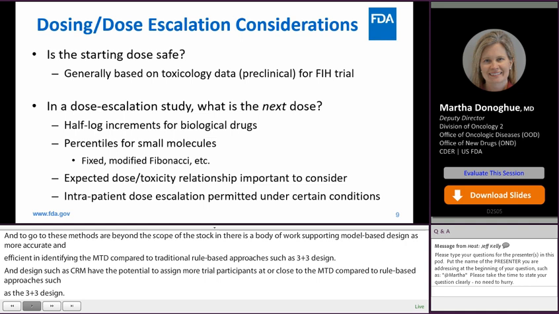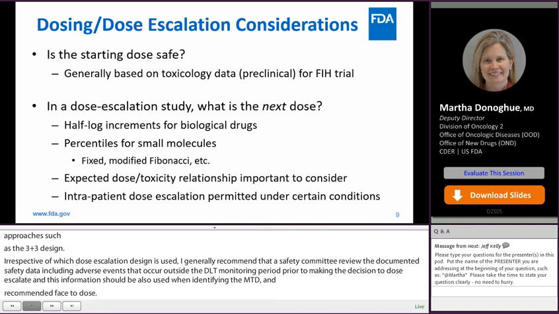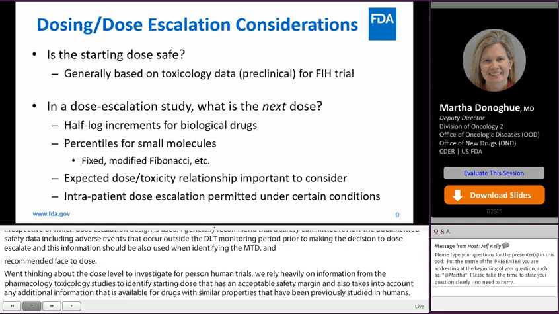When thinking about the dose levels to investigate for first-in-human trials, we rely heavily on information from the pharmacology toxicology studies to identify a starting dose that has an acceptable safety margin, and also takes into account any additional information that is available for drugs with similar properties that have been previously studied in humans. There is a balance here between starting at a dose level that is safe, but not unnecessarily low, because we also want to limit the number of patients exposed to a subtherapeutic dose.